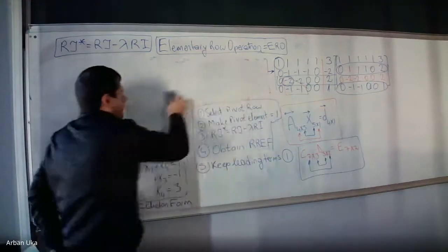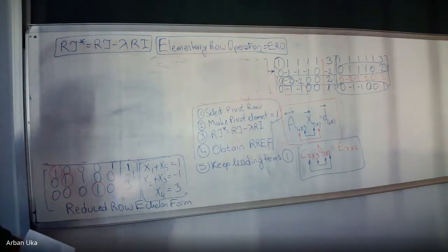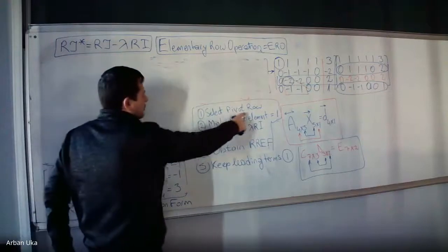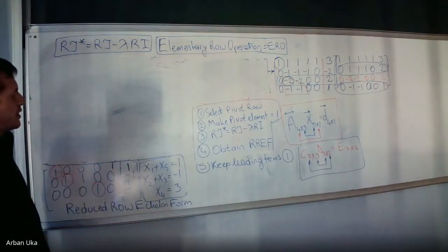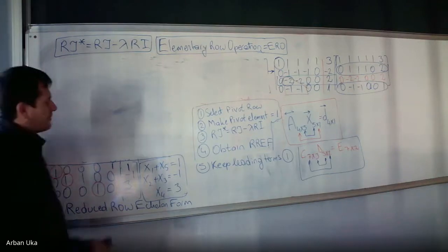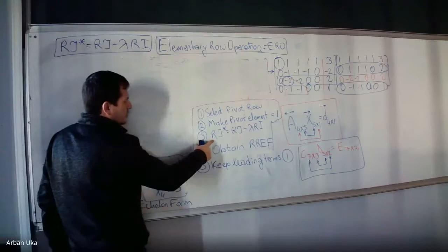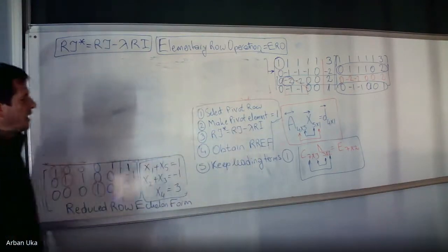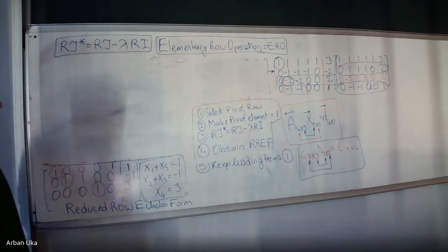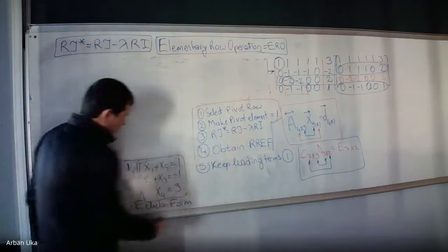Now, let's also look at the major steps that we have to follow. So first of all, we select the pivot row. The second step, we make the pivot element equal to 1. The third step is we modify the rows, the new value of the row equal to the previous value minus lambda times Ri. Ri is the pivot row. Then we finally have to obtain the reduced row echelon form.